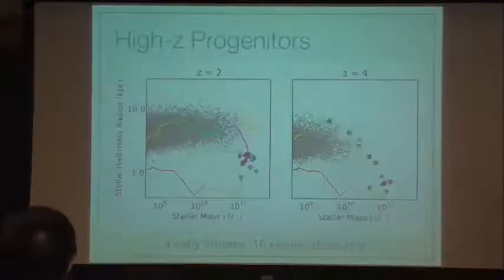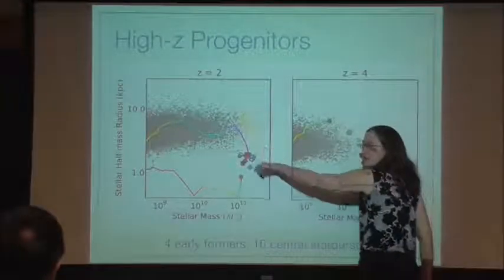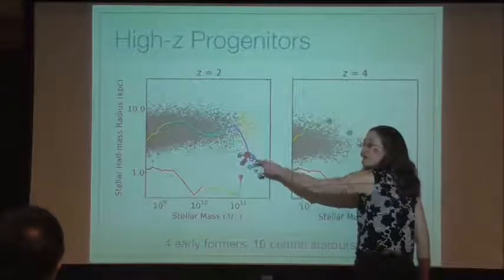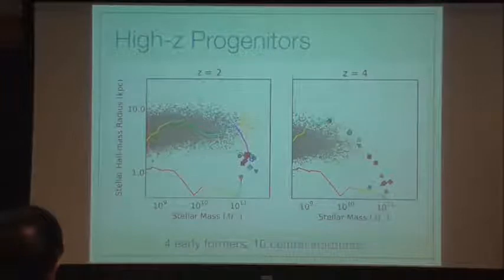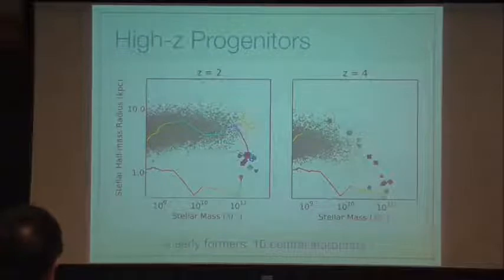Now when I look at my full sample of 14, I've colored the points here according to which formation mechanism was dominant for them, with the red ones being the early formers and the blue ones having one of these starburst events. The two are not mutually exclusive. Some galaxies do sort of form early but then also have a starburst event later on. I just picked the one that was sort of dominant for them. And out of the 14, about a third of them are these early formers, and 2/3 are these central starbursts.